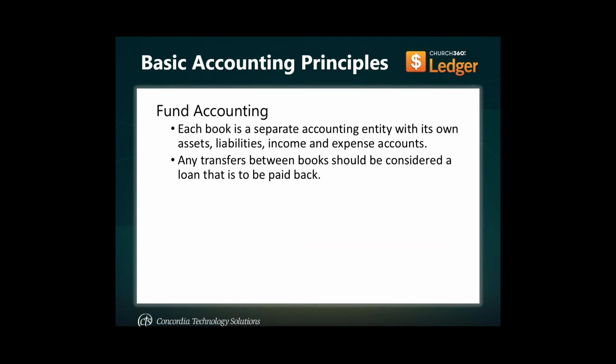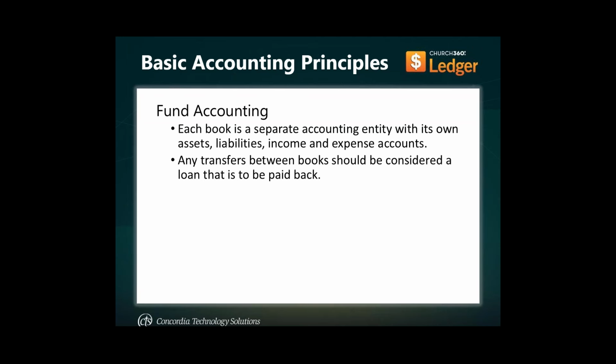So, basic accounting principles. When it comes to Church360 Ledger, it is fund-based accounting. Each book is going to be a separate accounting entity with its own assets, liabilities, income, and expense accounts. So there are 4 different account types: assets, liabilities, income, and expense. And those are all going to be inside of a set of books. The other one that is inside the product is the restricted funds, and that's going to be part of your assets.